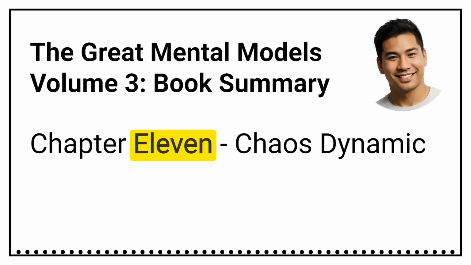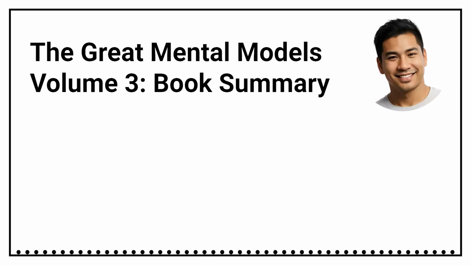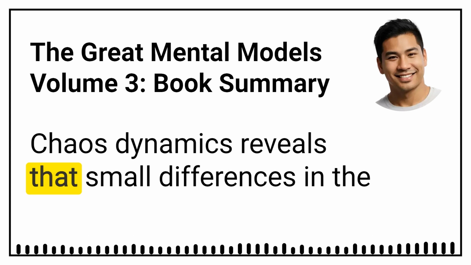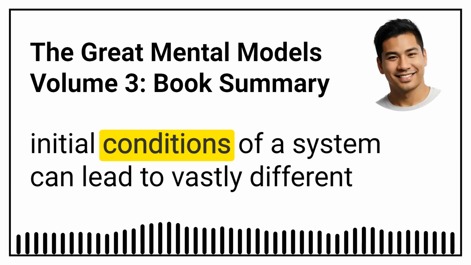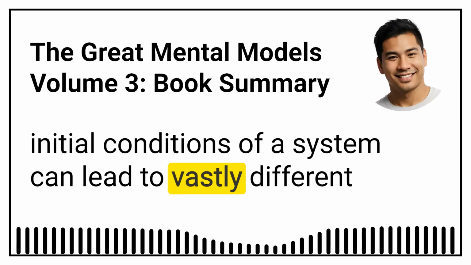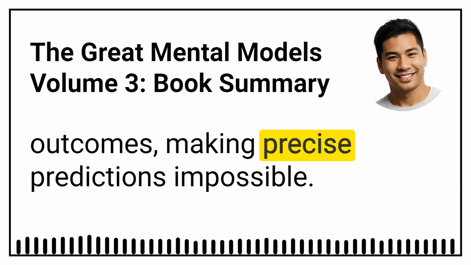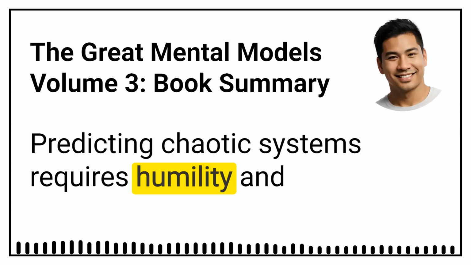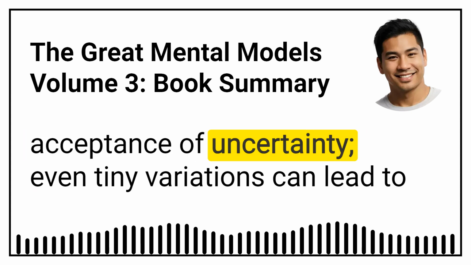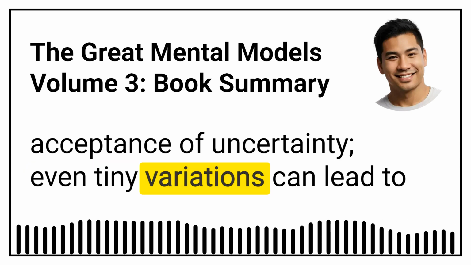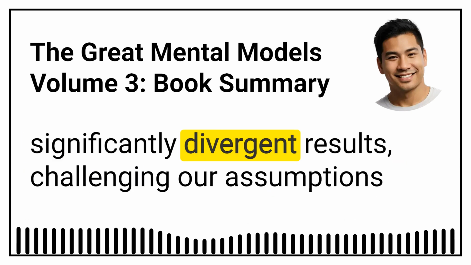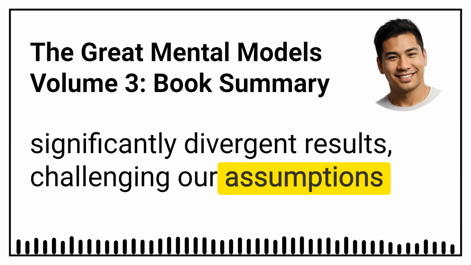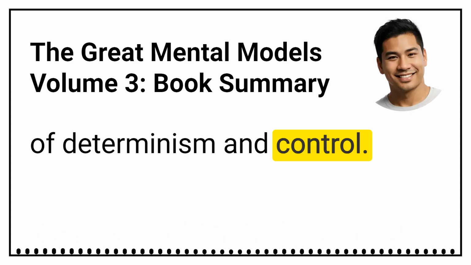Chapter 11. Chaos Dynamics. Chaos dynamics reveals that small differences in the initial conditions of a system can lead to vastly different outcomes, making precise predictions impossible. Predicting chaotic systems requires humility and acceptance of uncertainty. Even tiny variations can lead to significantly divergent results, challenging our assumptions of determinism and control.